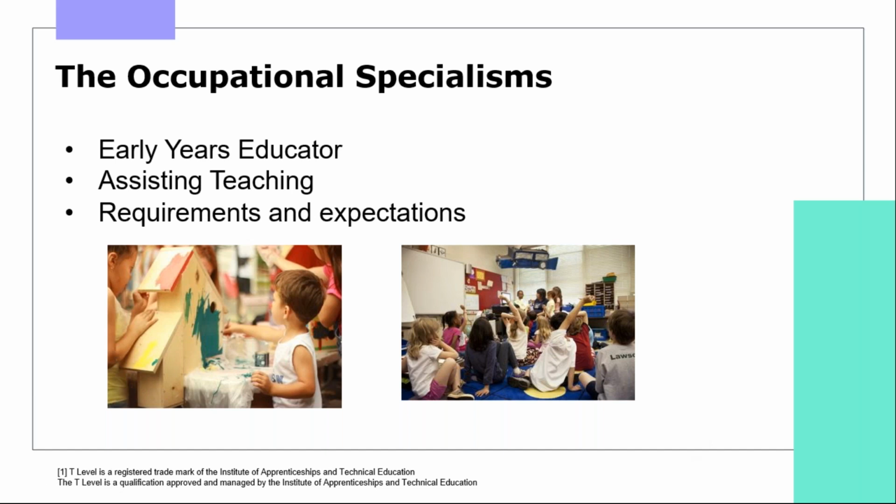Okay, so when we think about these occupational specialisms and we're looking at the early years educator and assisting teaching, the requirements and expectations, thinking about the practical side of it, because in these occupational specialisms, this is when that coherence of practice and theory is coming into its own, when we've got that deeper dive from the breadth of the core. And within that deeper dive, the practice is absolutely critical to bringing all of this together and contextualizing it within that specialism. So for both early years educator and assisting teaching, there is that practical requirement of assignment 2.